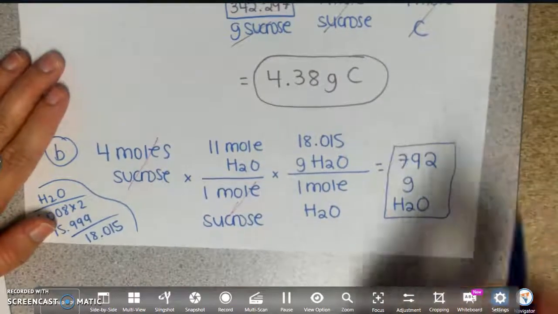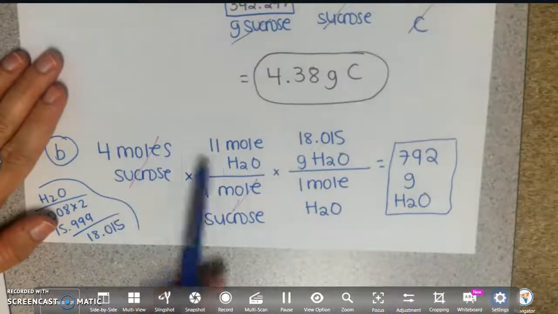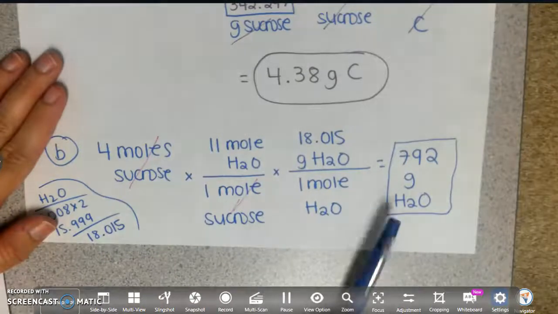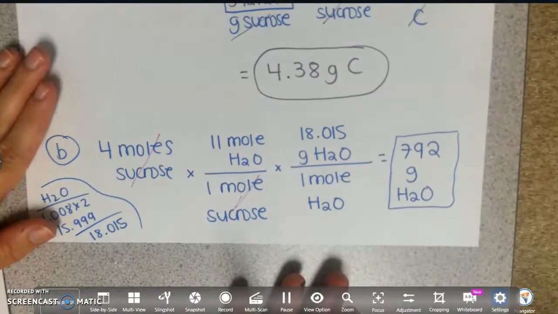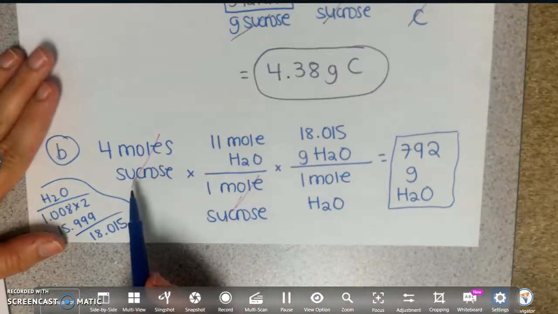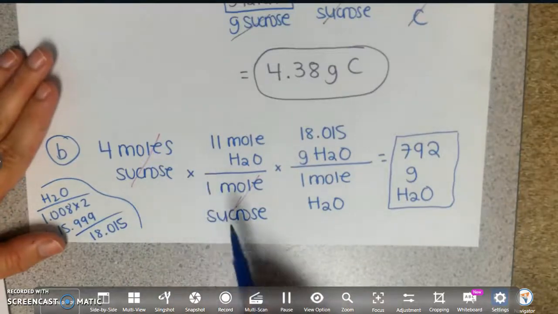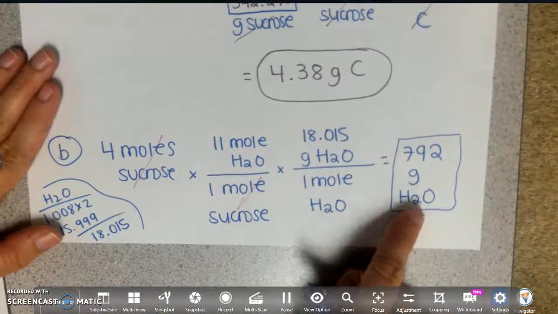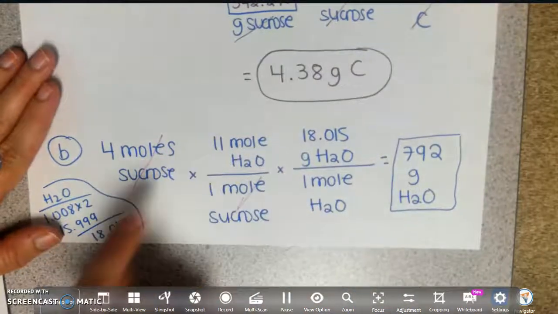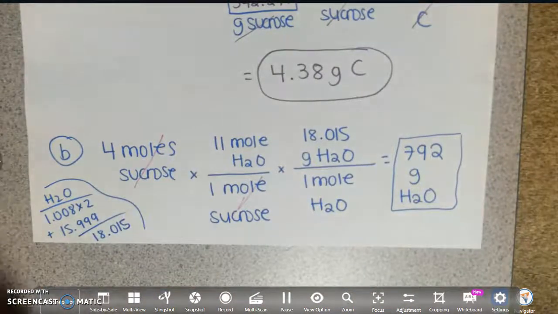Now you should stop and do a common sense check. 4 times 11 times 18. Should that be a big number like this? Yes, it should, and it is. If you were doing like 0.4 times 1 divided by 2, that should be a small number. So always check your setup and make sure your math answer makes sense with the work that you've written. And that's what we did in class today.